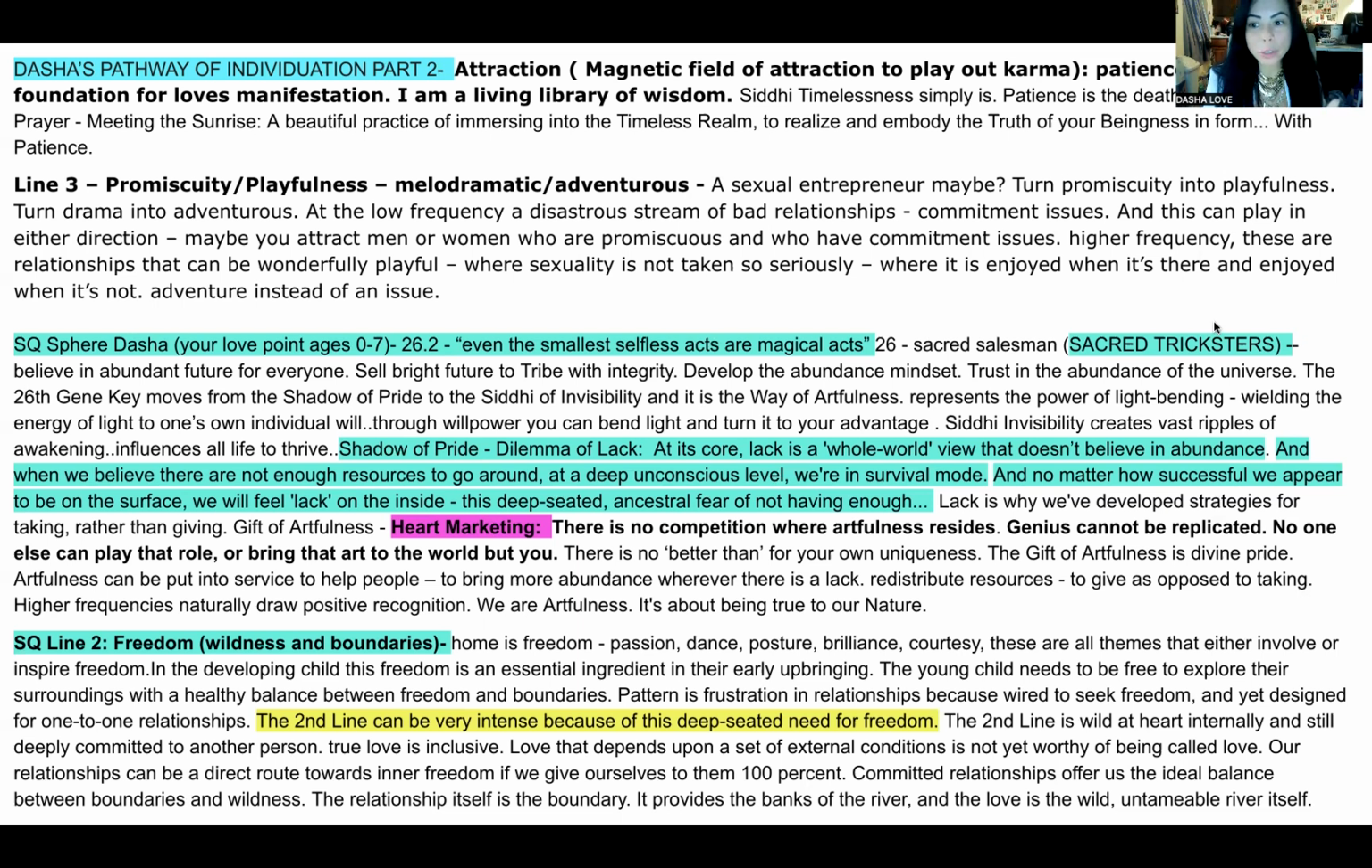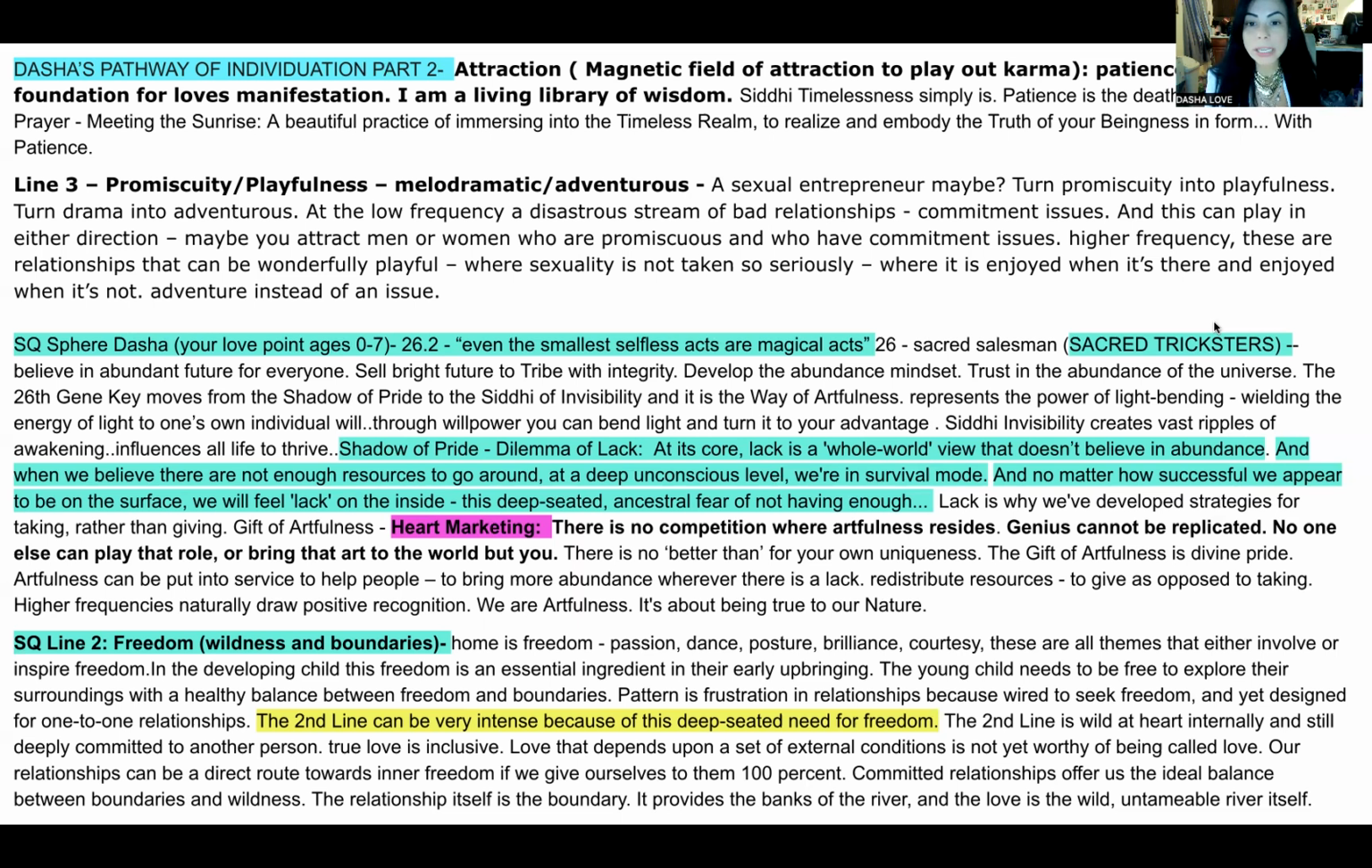So I've learned how to turn promiscuity into playfulness, right? So when I do orgasms with my clients, with my friends, they don't feel that it's a sexual experience. They feel that it's a very inner child, playful experience, because I turned my promiscuity into play. Okay, so I turned my drama into adventures.